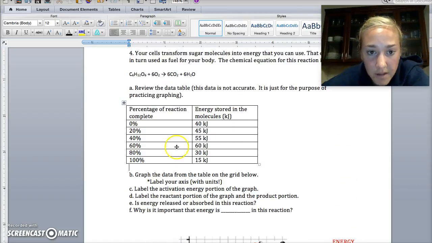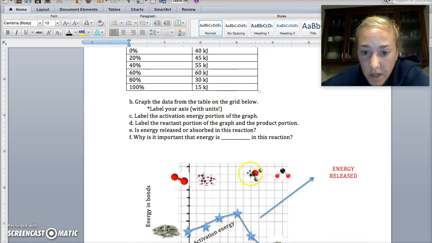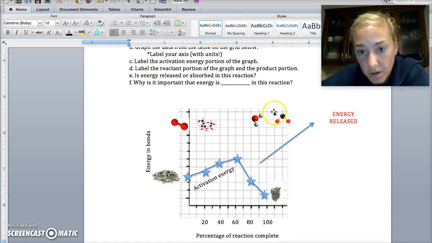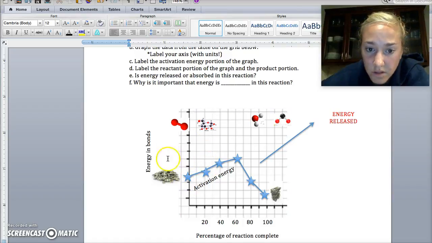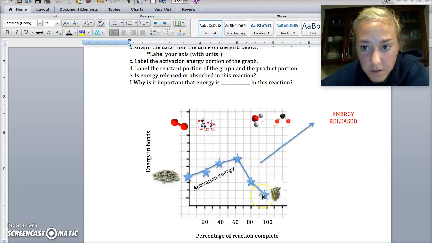Then we know the products of this chemical reaction are 6 molecules of CO2 and 6 molecules of H2O. So I put pictures down here. This would be H2O. This is only showing 1, but there's 6 of them. And we have CO2 also, 6 of these also. So what it's saying is, if we read the graph, the products only have 15 kilojoules stored in their bonds. So we started with 40 stored in these guys, and then after the reaction ended, we had 15 in these guys. So 40 and 15.